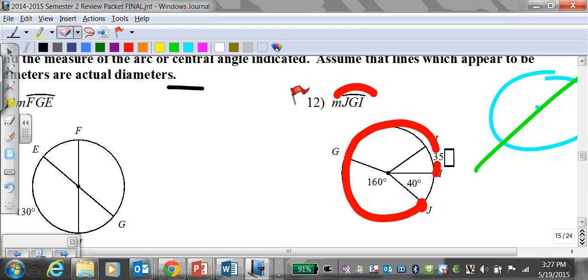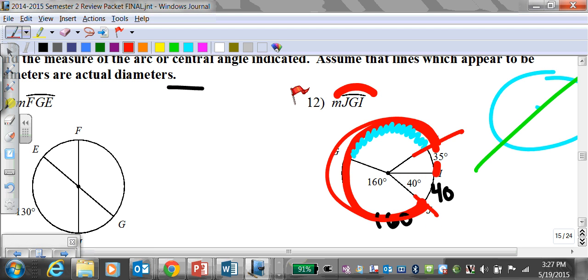So our goal is to find all those measures, and let's look at what we have. We have 35 there, we have 40 here, we have 160. So you need to find this blue, and that's the only thing you don't have. So you just add it all up and take it away, and once you find the blue, then you're going to find the red from here all the way around right to there.